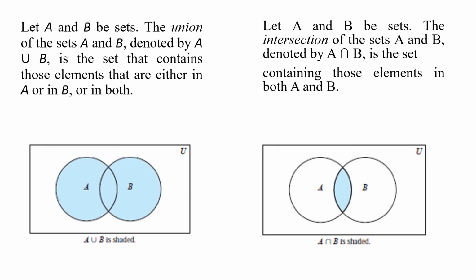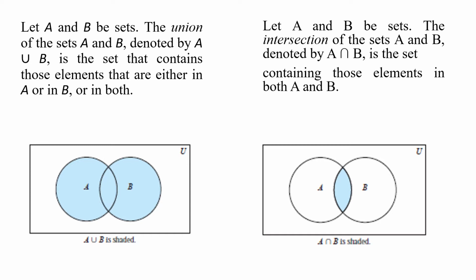this definition. Let A and B be sets. The union of the sets A and B, denoted by A ∪ B, is the set that contains those elements that are either in A or in B or both.